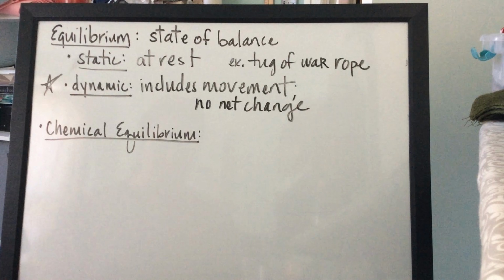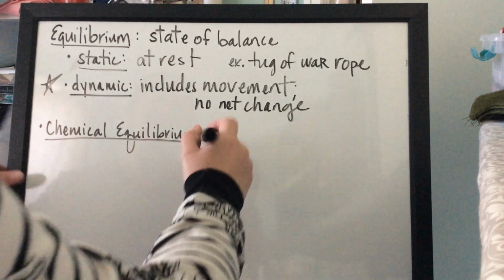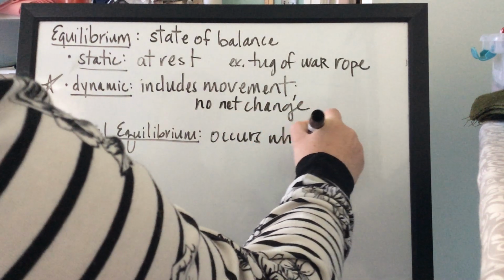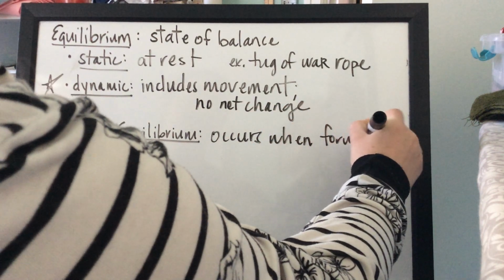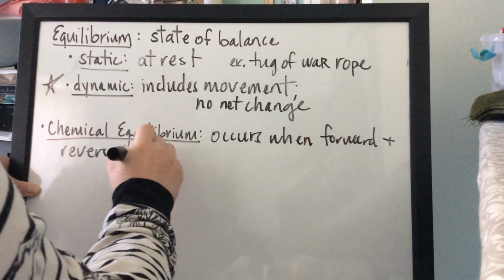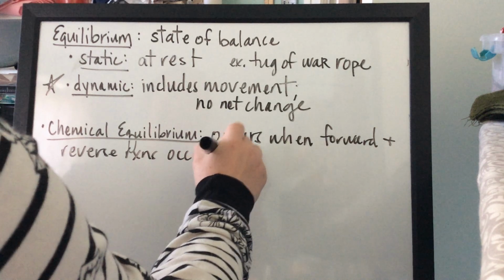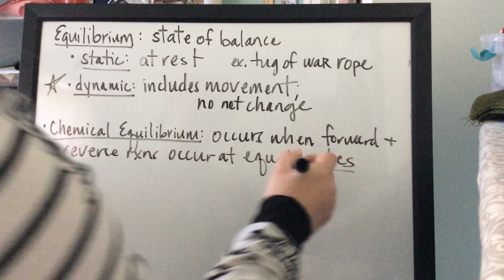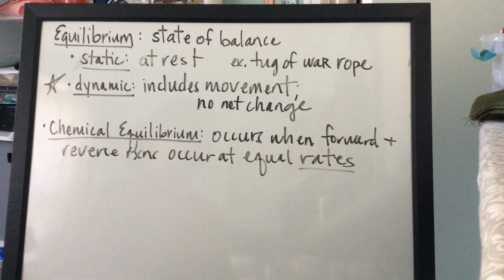So what is chemical equilibrium? It occurs when the forward and reverse reactions occur at equal rates. Okay, so this is why we learn equilibrium after kinetics, because equilibrium is a discussion of equivalent rate or speed between the forward reaction and the reverse reaction.